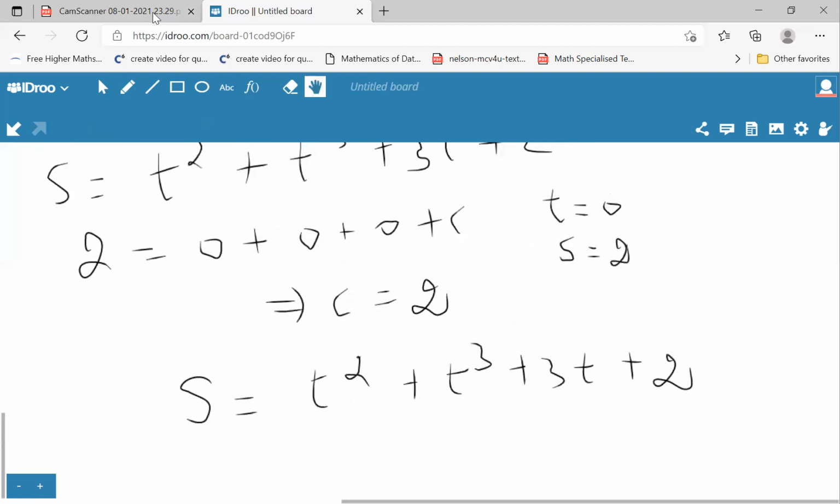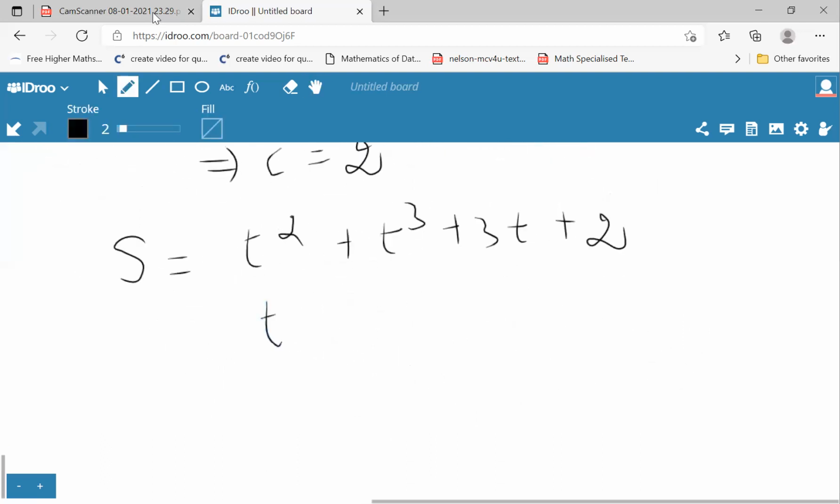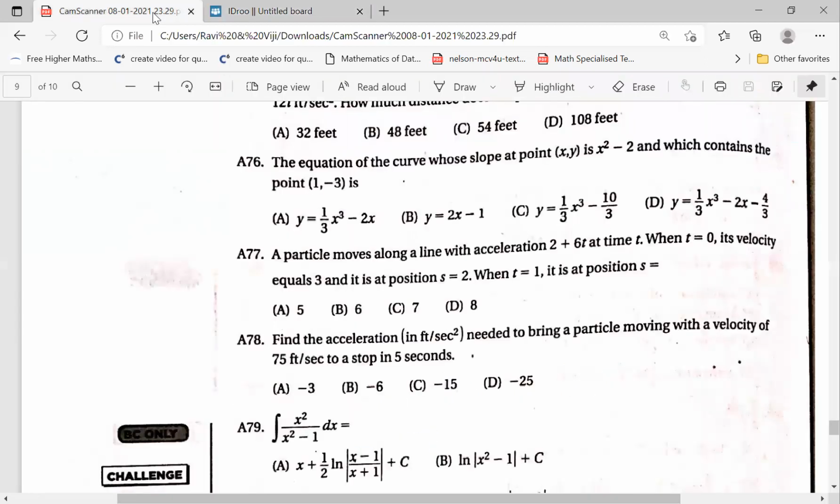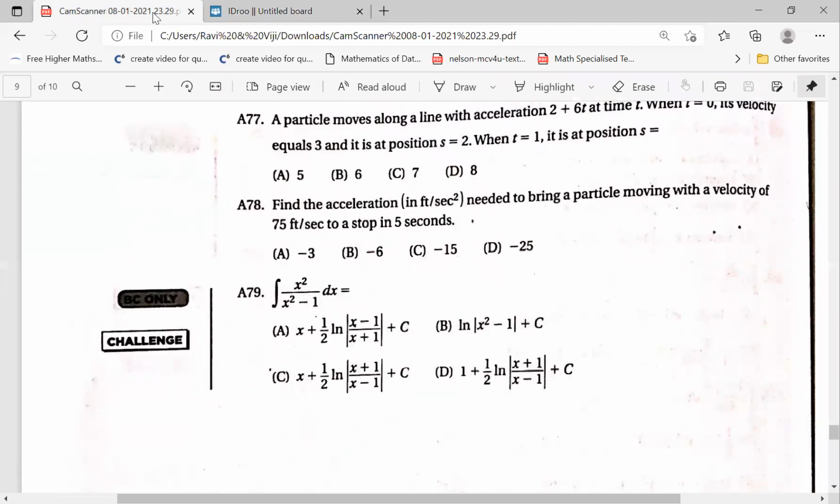So he is asking you to find out the position when t is equal to 1. So when t is equal to 1, s is equal to 1 plus 1 plus 3 plus 2. That gives you 5. 5 plus 2 is 7. So 7 units. So option B is the correct answer. Coming to the 78th one.